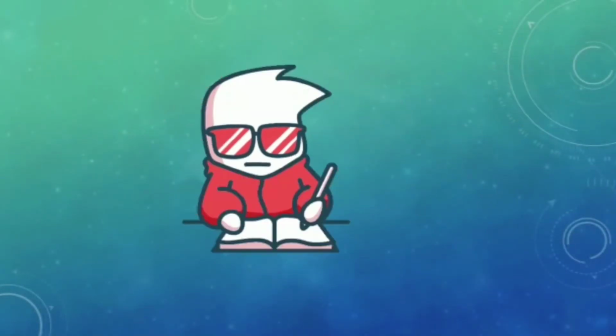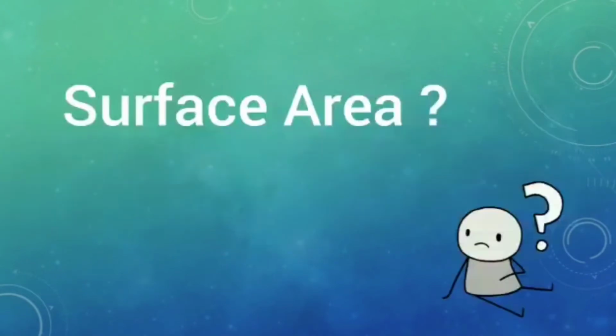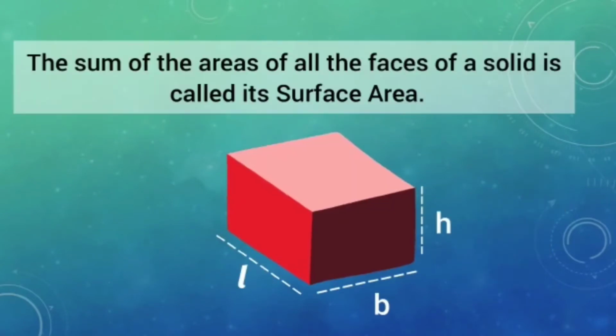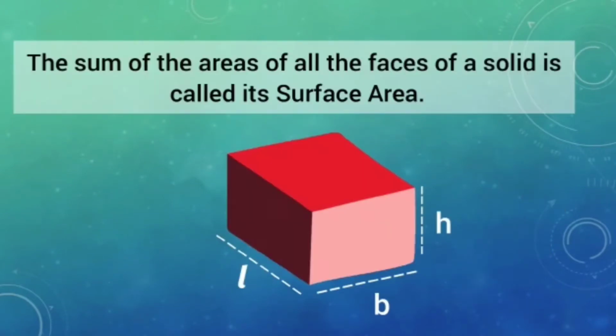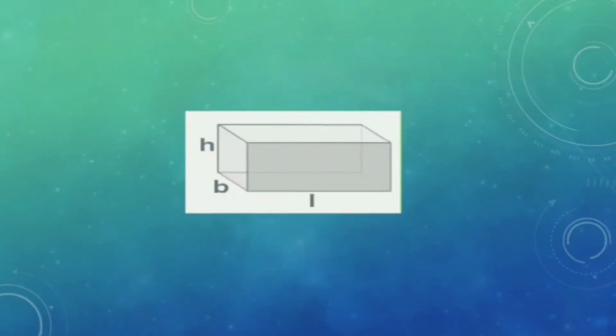Students, in this video we will learn about surface area of different solids. Do you know what is surface area? Surface area of the object or solid is the total area occupied by the surface of the object. Or surface area is simply the sum of areas of the flat surfaces. Area of flat surfaces means area of faces, right?